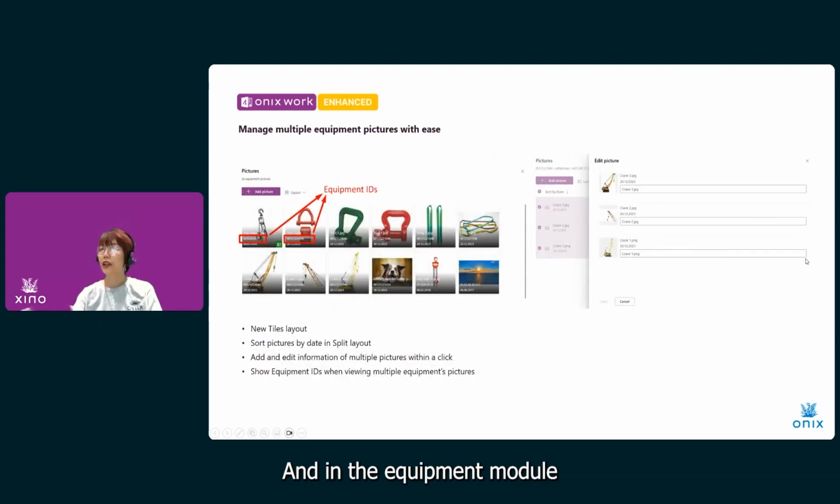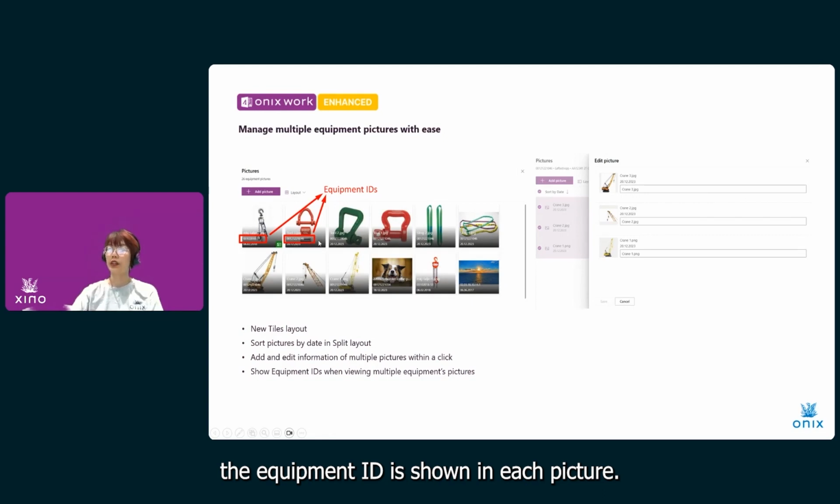And in the equipment model, to manage equipment pictures, we have added a new tiles layout, and we also support sorting by date in the split layout, and you can also edit information of multiple pictures in one time. And the last one is that if you are opening the pictures of many equipment at one time, you will see the equipment ID shown in each picture, so you can quickly associate them with the right equipment.